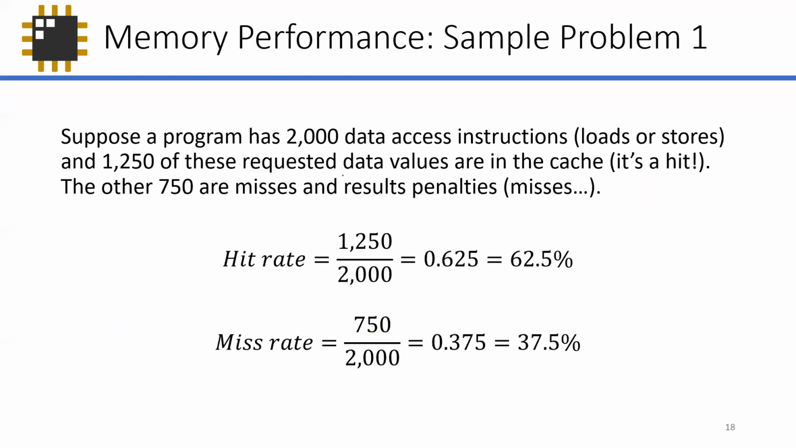For example, suppose a program has 2,000 data accesses. We don't care if it's a load or store. All you have to do is a memory access. So 1,250 of these requested data values are in the cache, it's a hit, and the other 750 are misses. So simple math gives you 62.5% and 37.5% hit and miss rate respectively. Very easy to understand.